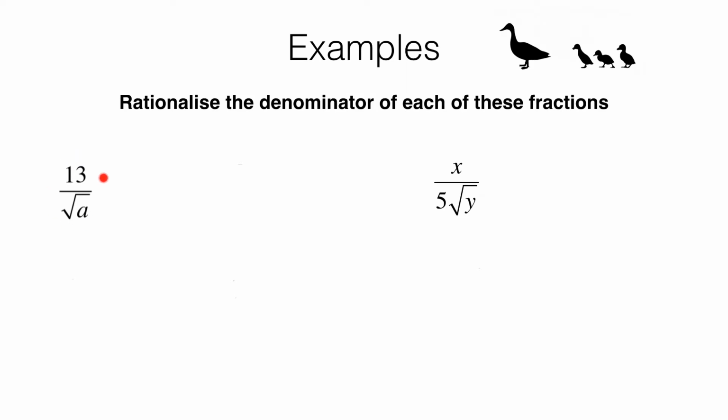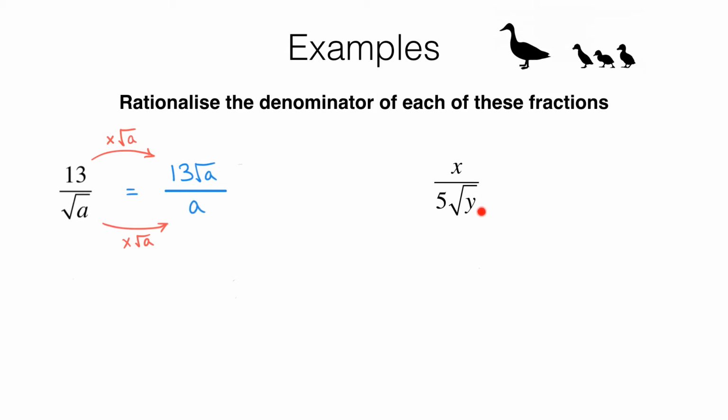Let's look at the first one. We have 13 over root a. The denominator contains this square root here. To rationalise this denominator, you can multiply by the square root of a. Now, to keep the fraction equivalent, you'll have to do the same thing to the numerator. So we're going to multiply that by the square root of a. And the equivalent fraction that we get will then be 13 root a as our numerator, and the denominator will be the square root of a times the square root of a, which is just a. And there we have our fraction with the denominator rationalised.